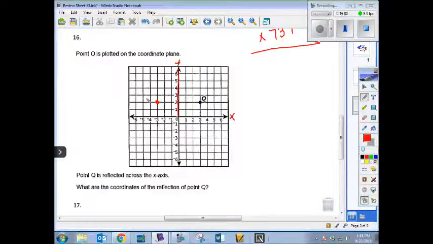So what point would that be? That would be -3 up 2. Now that's not your answer. You're going to be reflecting over the x-axis and then giving me a coordinate, an x value and a y.